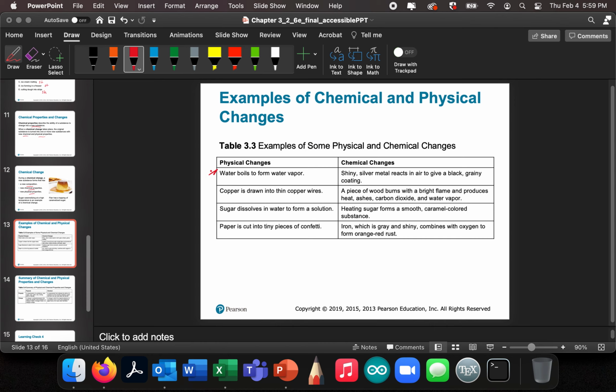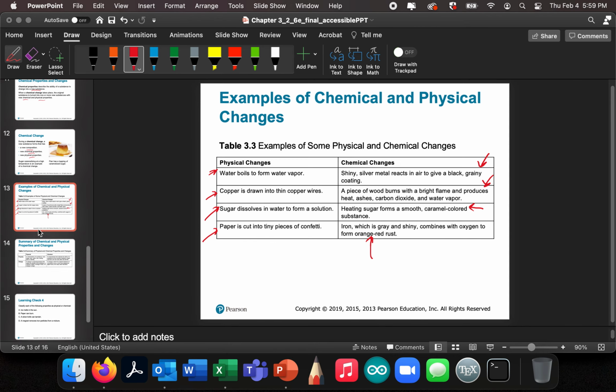Physical changes: water boiling, copper being drawn into a wire, sugar dissolving, paper being cut into tiny pieces. And chemical changes: something getting rusty, or shiny silver being oxidized, a piece of wood burning, also oxidized, right? Heating sugar changes the chemical and physical properties of a piece of sugar. It's a chemical change. And then iron, which is gray, oxidizing, rusting, right? So those are chemical and physical changes.